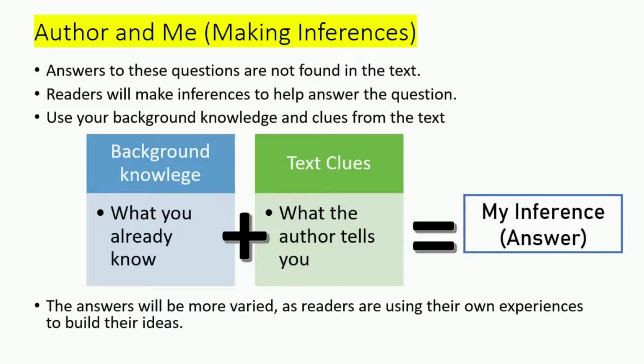The third one is author and me. This is where students have to make inferences. Answers to this kind of questions are not found in the text. Readers will make inferences to help answer the question. They have to use their background knowledge and clues from the text. So background knowledge refers to what you already know, plus the text clues, what the author tells you. Then you will come up with your inference or your answer for that question. The answers will be more varied as readers are using their own experiences to build their ideas.